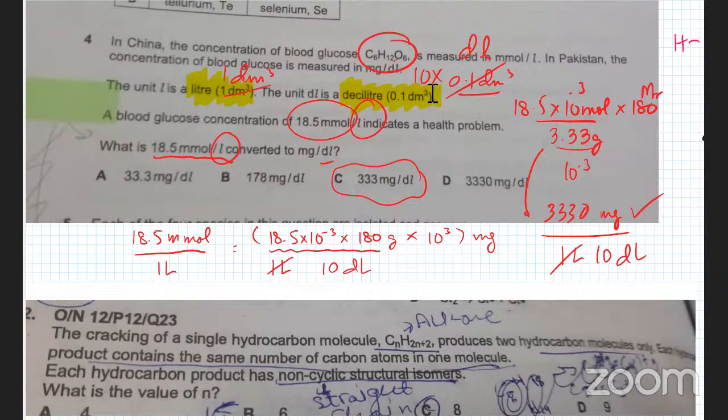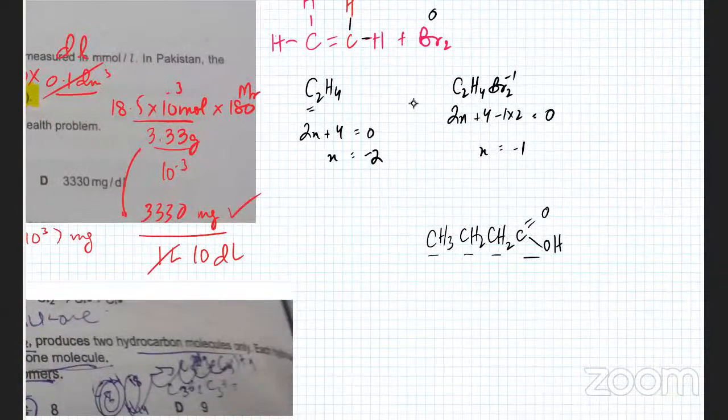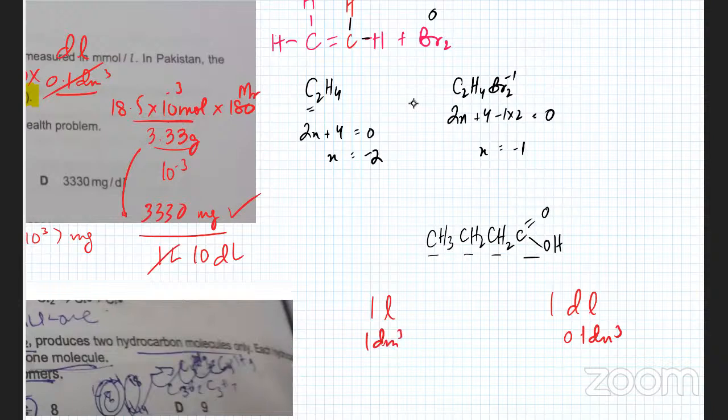Think of this again. 1 liter is 1 dm cube. A deciliter is 0.1 dm cube. So what is 1 liter equal to? That's 10 deciliters. Is that clear? Yeah. So that's 1 liter, and you've got 1 deciliter. What's the equivalence? This is 0.1 dm cube. This one is 1 dm cube, right? So the equivalence is that it's equal to 10 deciliters, right? So instead of 1 liter, I'm just placing in 10 deciliters.